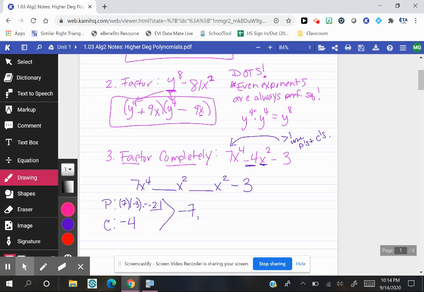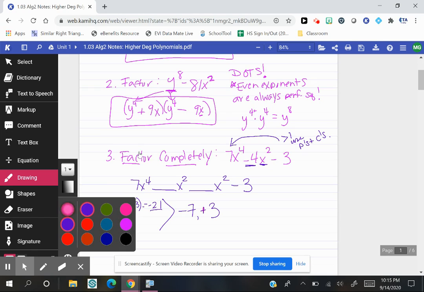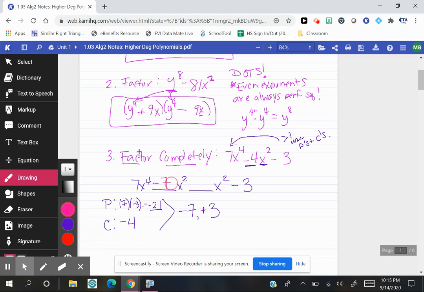We want -7 and +3, because -7 plus 3 would give us -4, and -7 times 3 would give us -21. All right, and now we'll put the -7. It doesn't matter which slot you put them in. It'll work out either way.